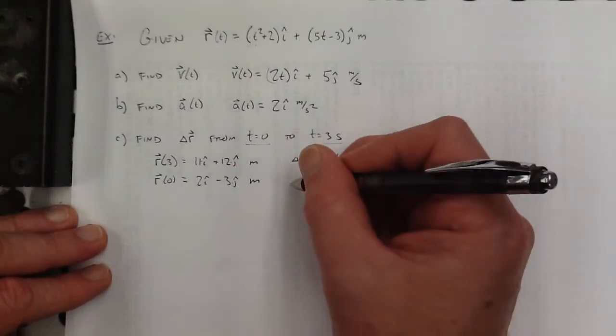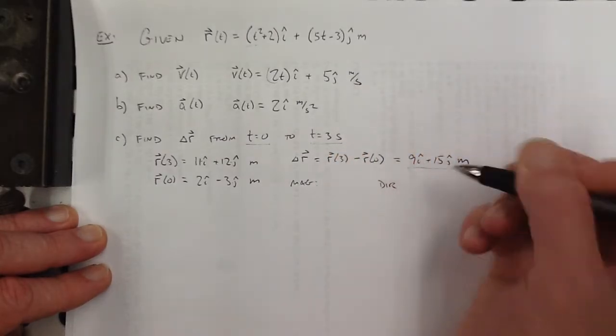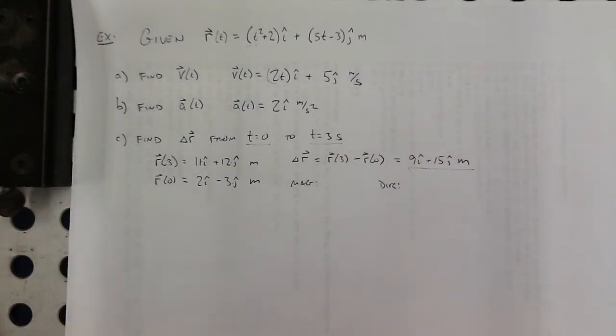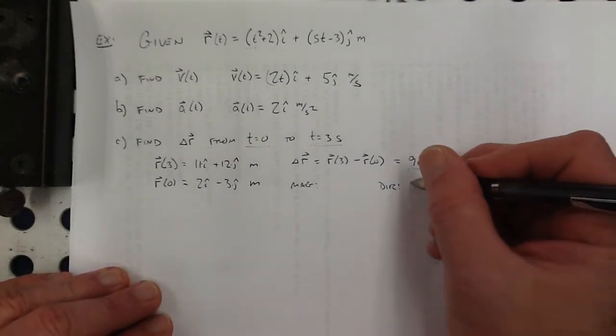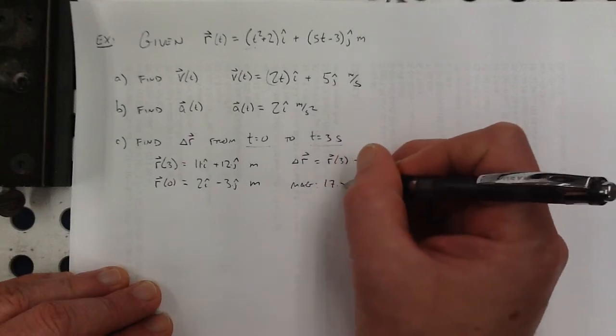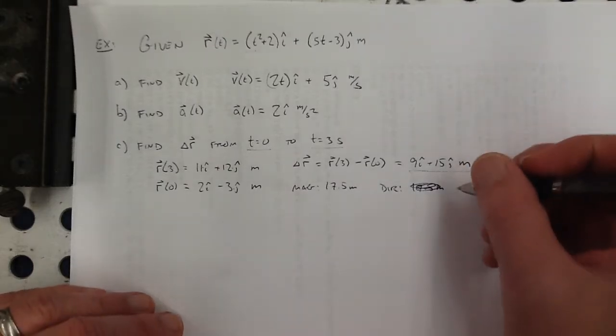What if you needed to know the magnitude and the direction of the displacement? Well, you know how to do that, right? You Pythagorize those. Just do that real quick. Oops, wrote that in the wrong place. Sorry. And the direction is the tangent inverse of 15 over 9, 59 degrees.